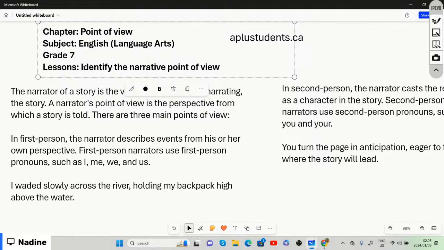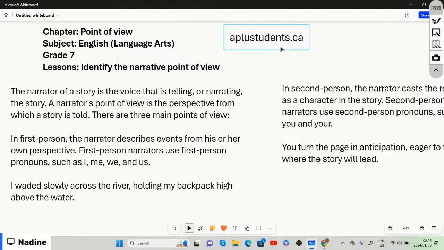And the lesson that we are focusing on under the chapter of point of view is to identify the narrative point of view, right? So we will basically identify the narrative point of view. Some people say narrative, some people say narrative. And we are doing our tutorial lesson on aplusstudents.ca.